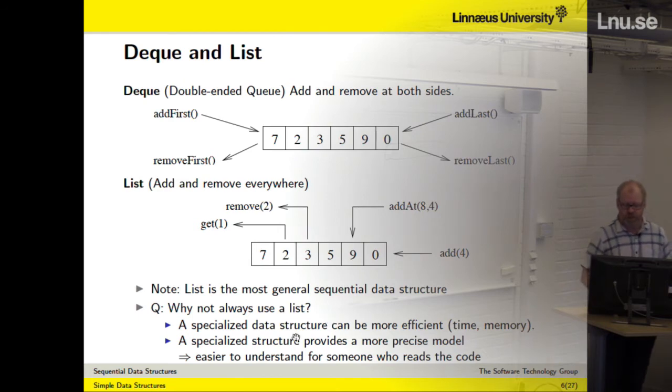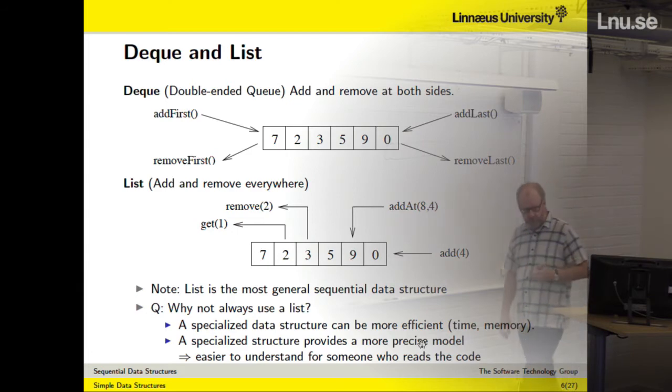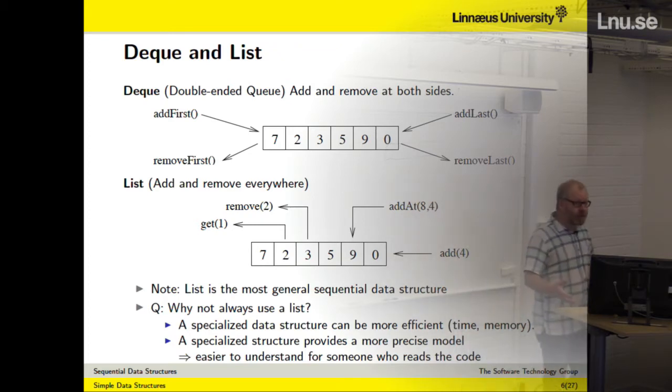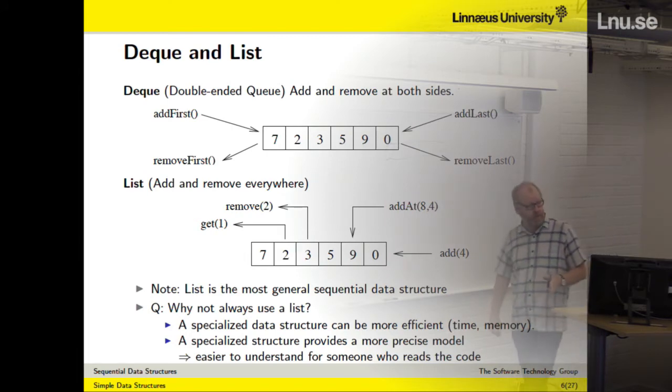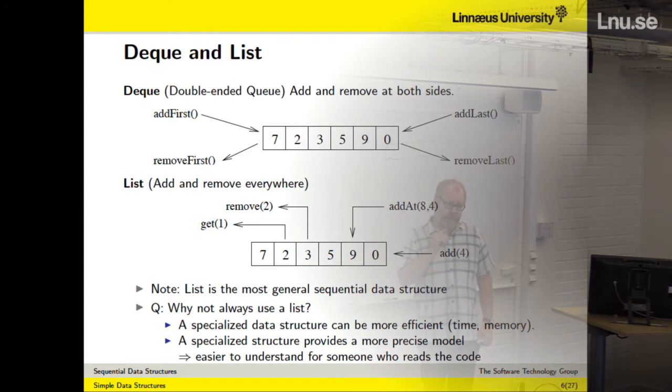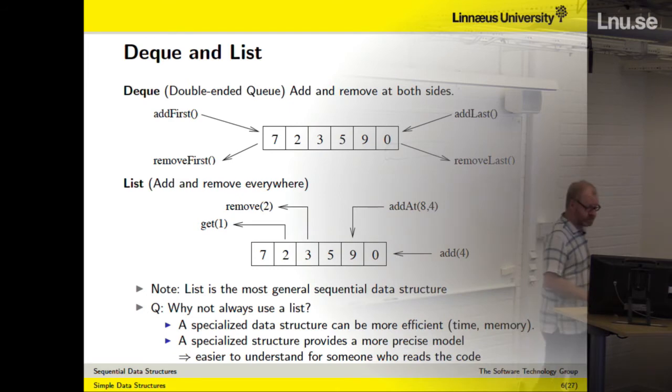Also, a specialized structure provides a more precise model. If I'm reading your code and you have used a stack, then I understand what a stack means, and I know how it works. If you're using a list and treat it as a stack, it makes the code slightly more difficult to read, because you can do so many things with a list. So if you're using it as a stack, why not pick a stack? If you need a data structure and you only need it as a queue, then you shouldn't pick a stack. It makes your code somewhat harder to read.